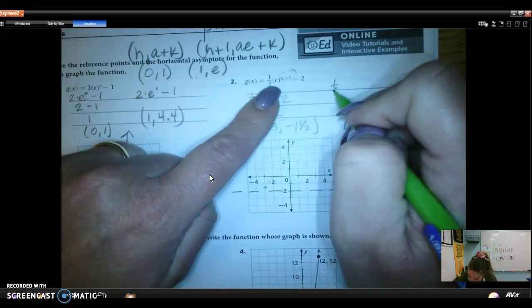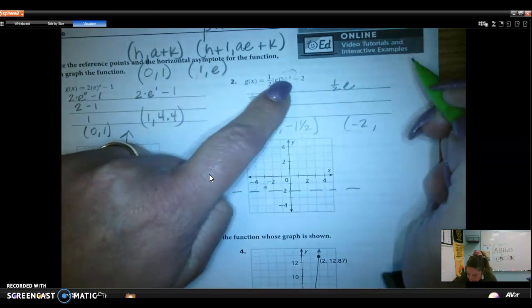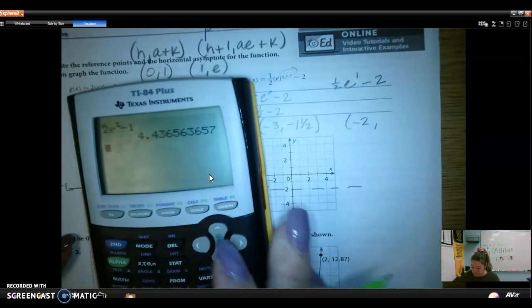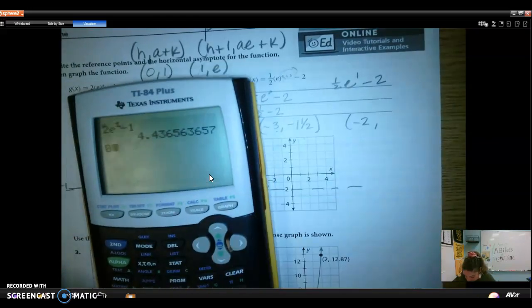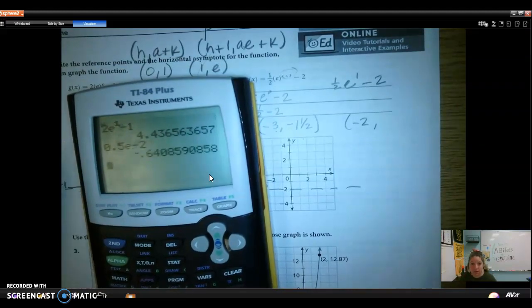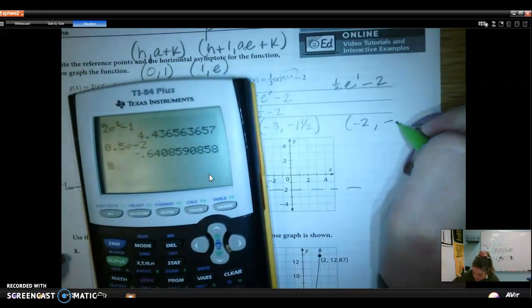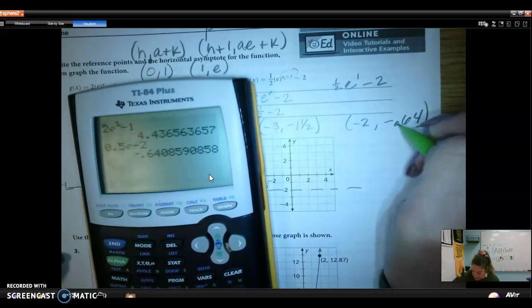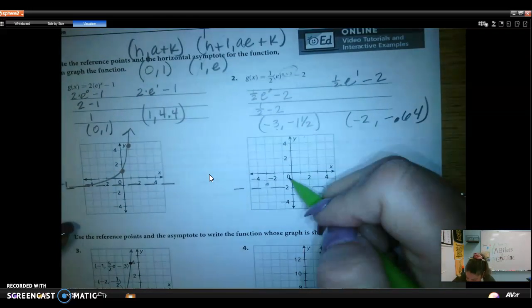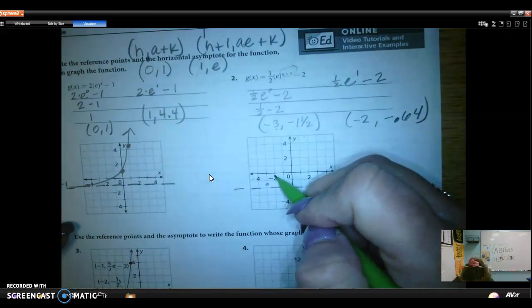So I'm going to have 1/2 e to the power of -2 plus 1, to the first power. All right, let's go plug that in. Let's see, 0.5 e minus 2, -0.64, so just a little past -1/2. Okay, so let's see, -2 and a little past -1/2.